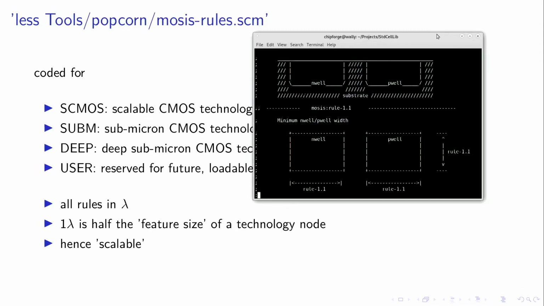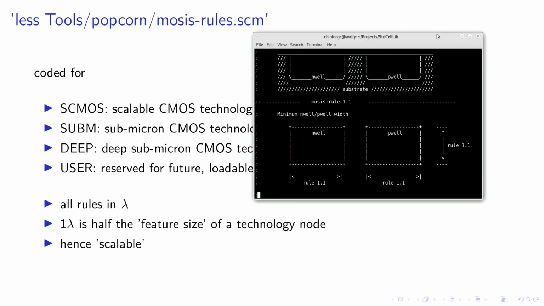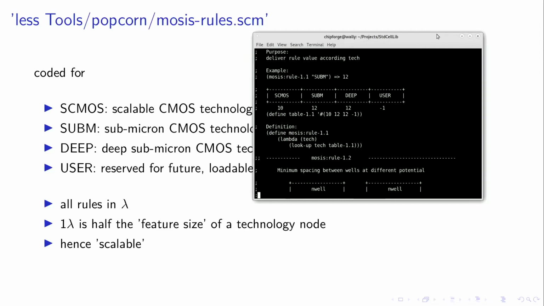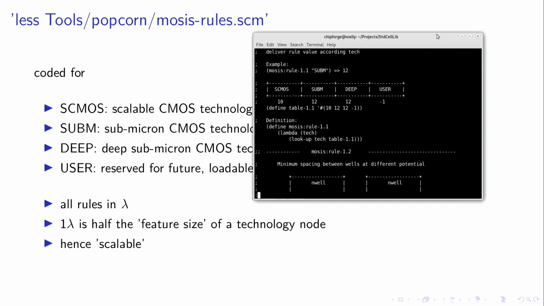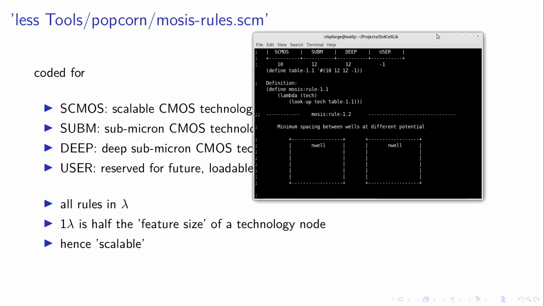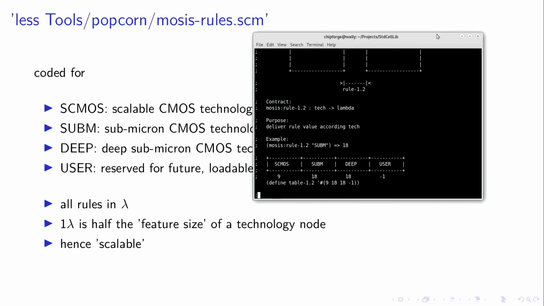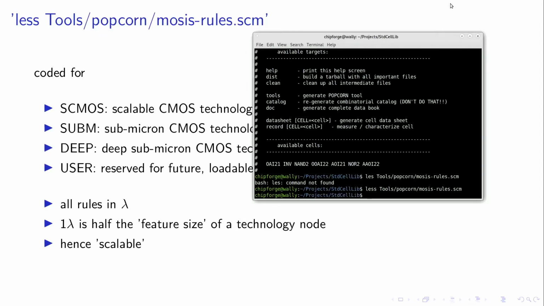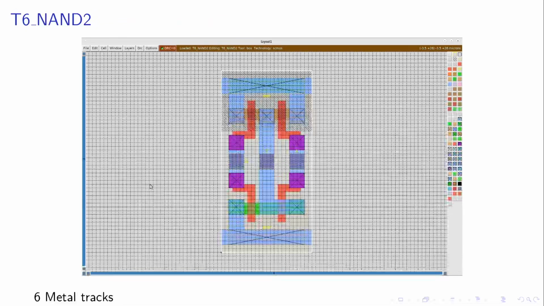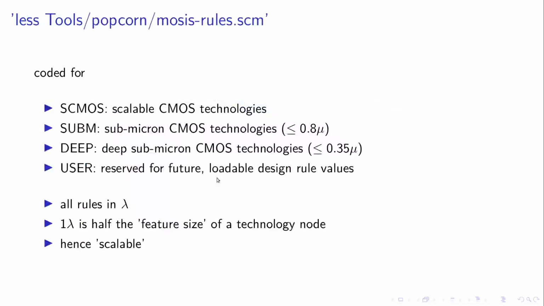For the instance with rule 1.1, this n-well width needs to have a minimum value. And the entire document is done like this. And you always have a short description and then a table depending on which MOSIS rule you take. And I use these rules for the layout tool. Oops, that was too fast.